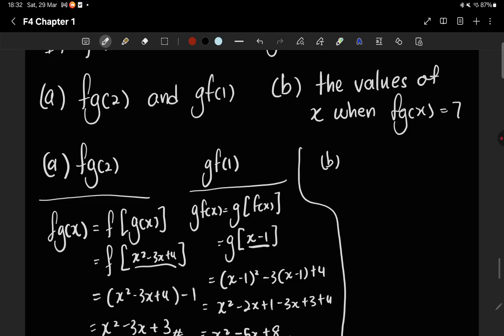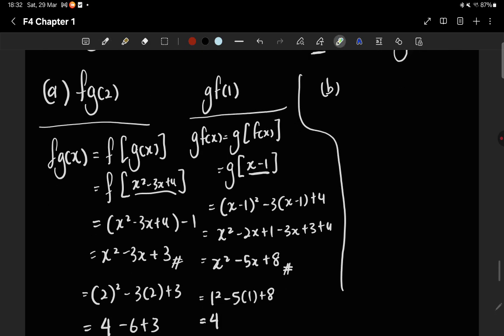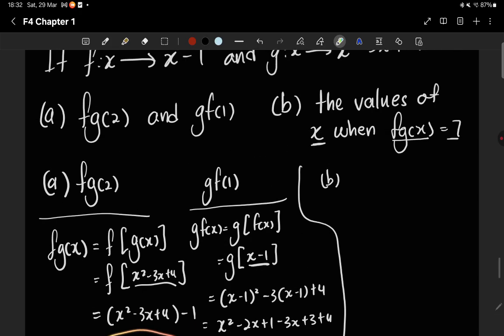In question B, we are given the composite function fg of x is equal to 7, and they want us to find the x values which give the value of 7. So this is a little tricky at first. But if you can see earlier, we found our value for the function fg of x, and it's this equation over here. So what they're saying is this equation is equal to 7, and we want to find the x values that give us 7.